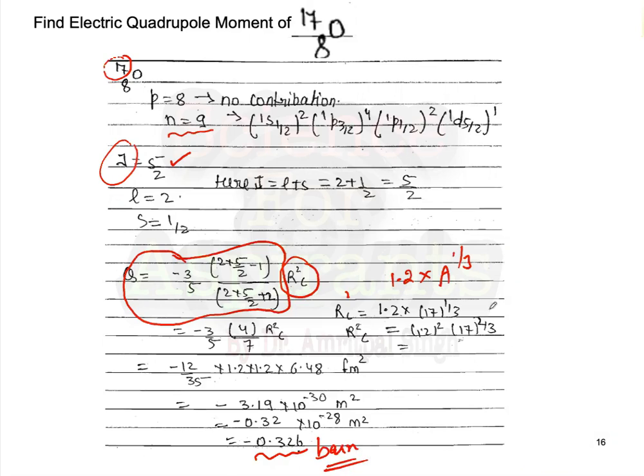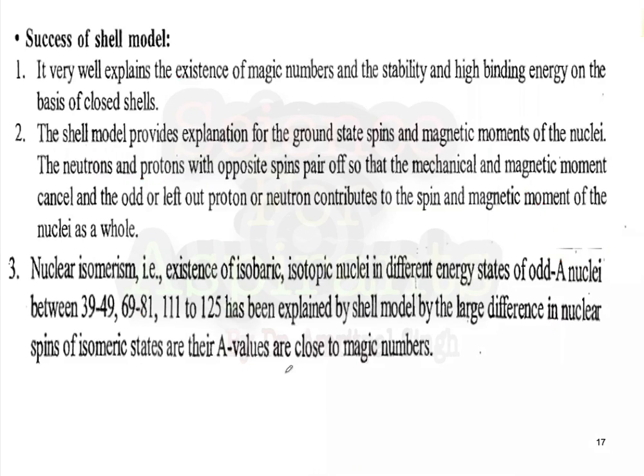Here are the units to measure the quadrupole moment. The quadrupole moment is generally measured in barns, and 1 barn is equal to 10 raised to the power minus 28 meter square. So this is how you can find the electrical quadrupole moment for the given nucleus using this shell model.